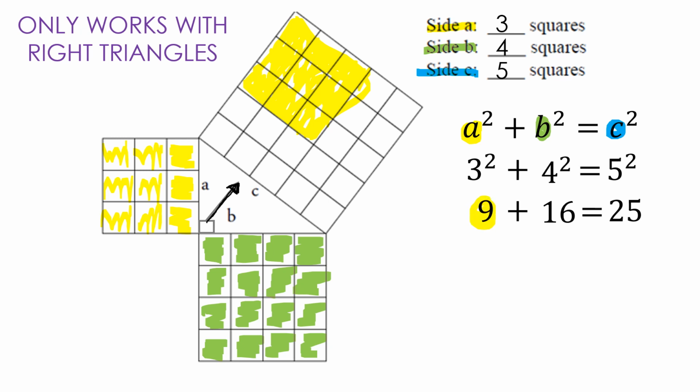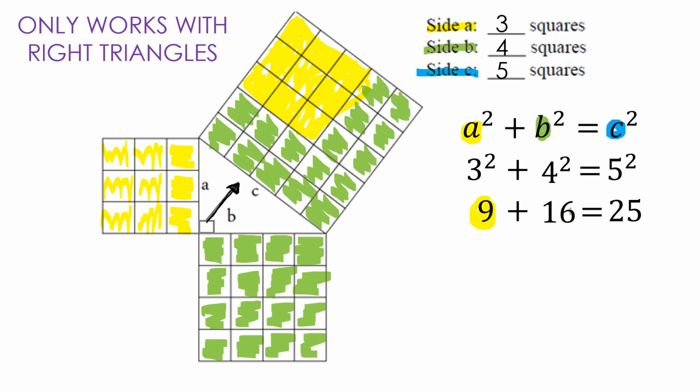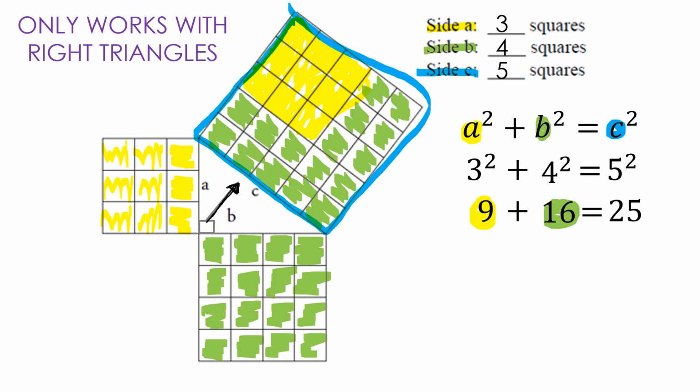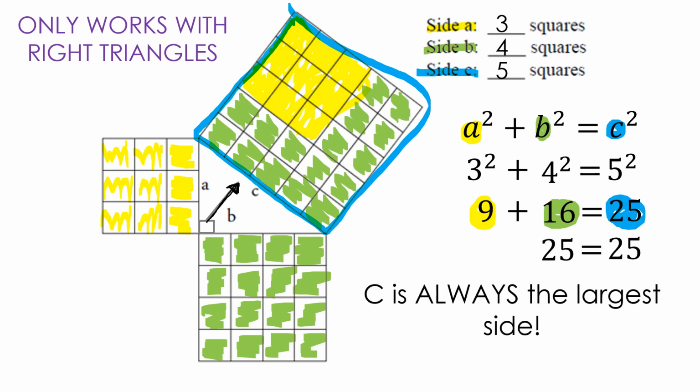Now let's go ahead and count out our 16 green squares. So I have 16. So you could see our 9 yellow squares and our 16 green squares fit perfectly inside of our C squared. We just proved the Pythagorean theorem. 25 equals 25. And just remember, C is always the biggest value.